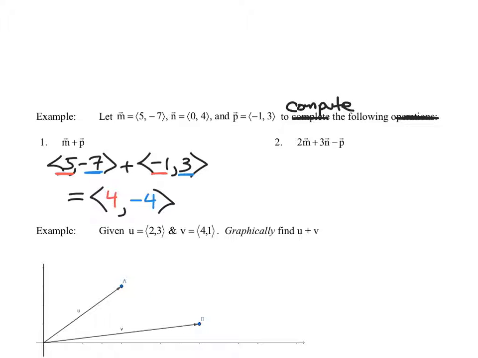Maybe even number 2. Except I wouldn't even show the step of actually writing 2 as a coefficient of m. I would jump right to doubling m. All right, so I got my m over here, 5, negative 7. I'm going to double that, so 10, negative 14. Then I got my n over here. I'm going to triple that, so plus 0, 12.